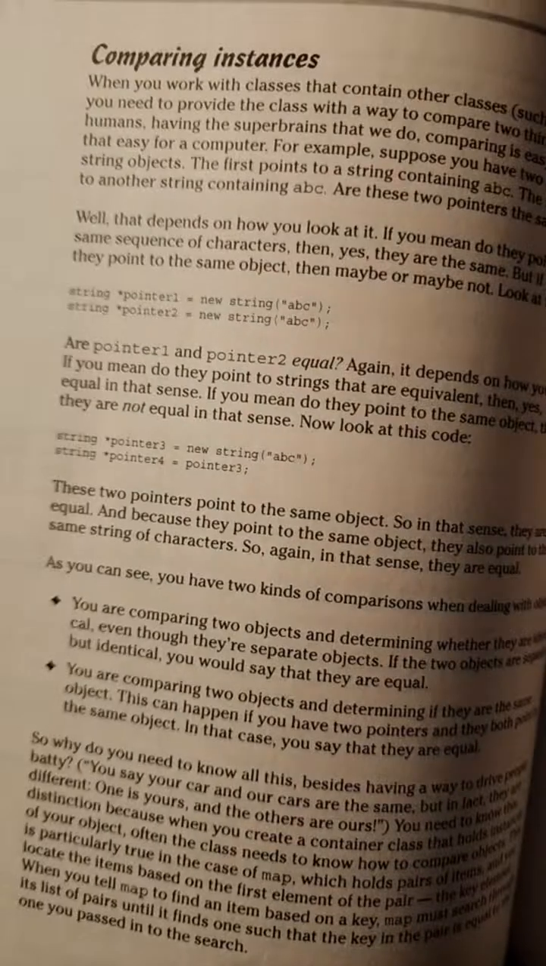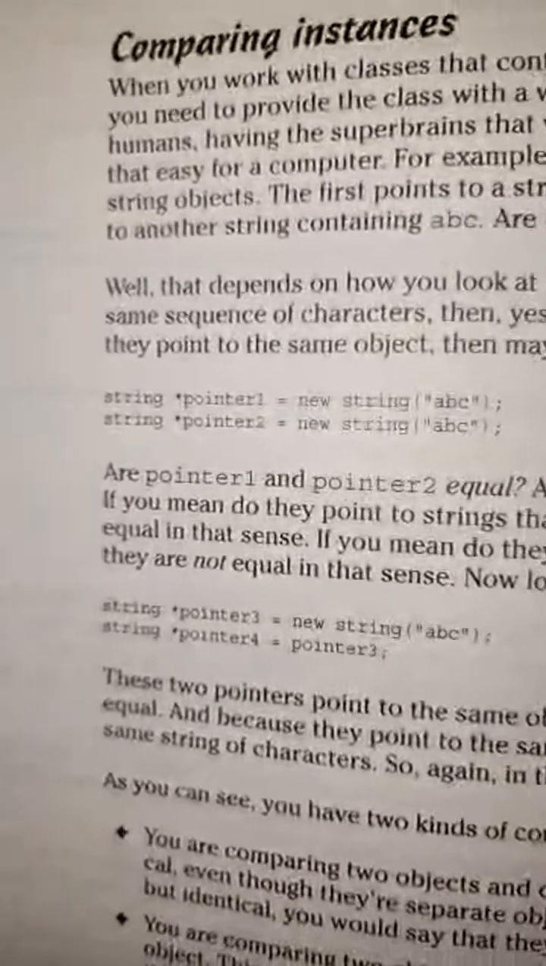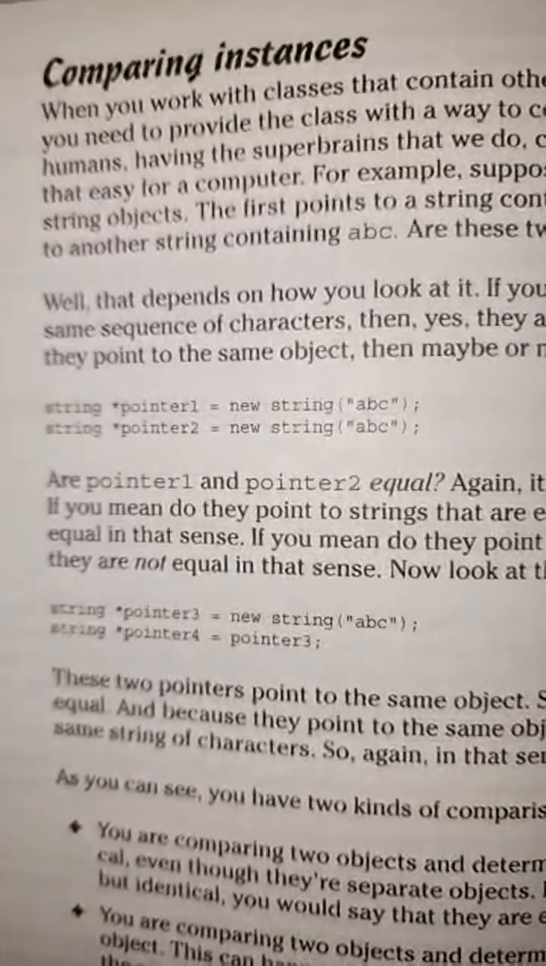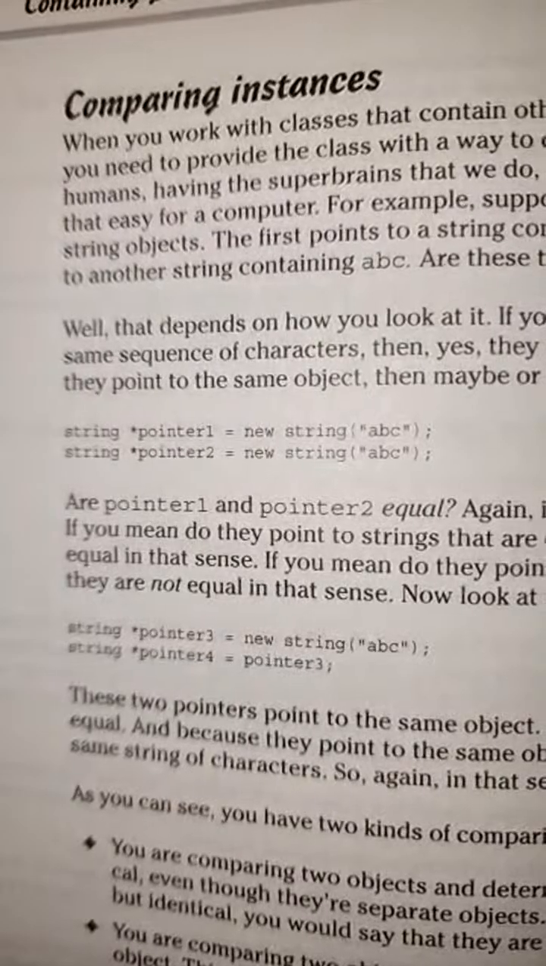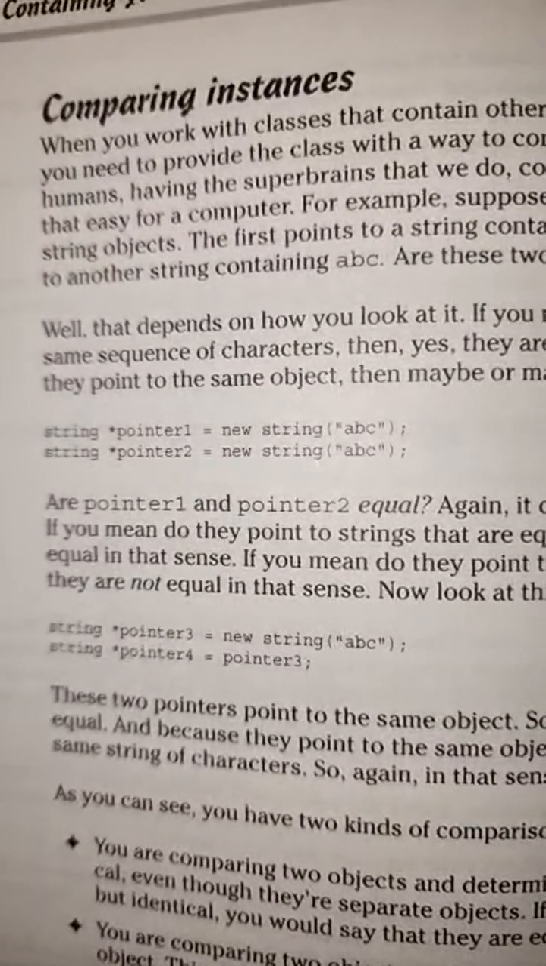Well, that depends on how you look at it. If you mean do they point to the same sequence of characters, then yes, they are the same. But if you mean do they point to the same object, then maybe or maybe not. Look at this code. String star pointer 1 equals new string ABC. String star pointer 2 equals new string ABC.